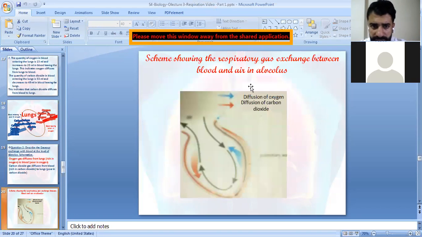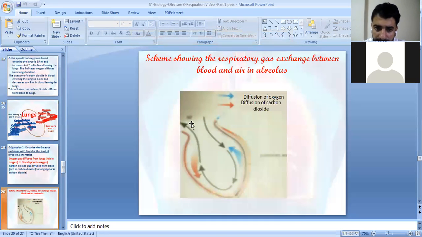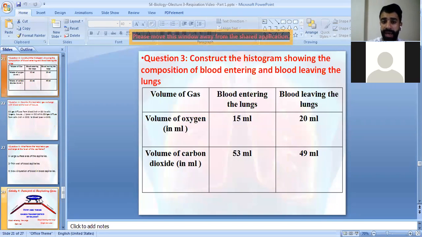This is schematized. This is a scheme showing the respiratory gas exchange. Oxygen gas diffuses from the lungs to the blood, from the medium of high concentration to the medium of low concentration, while carbon dioxide, the red arrow, diffuses from the blood toward the lungs, which are poor in carbon dioxide.